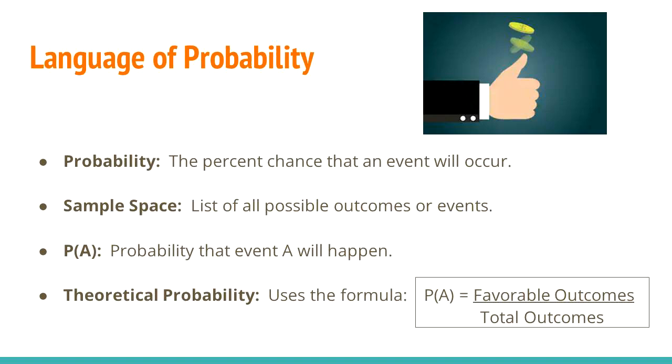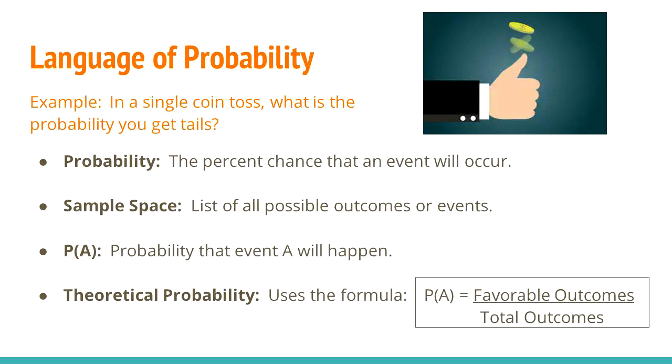P of A is how we read P parentheses A. P of A is the probability that event A will happen. And finally, the theoretical probability is a computation that uses the formula number of favorable outcomes over total outcomes.